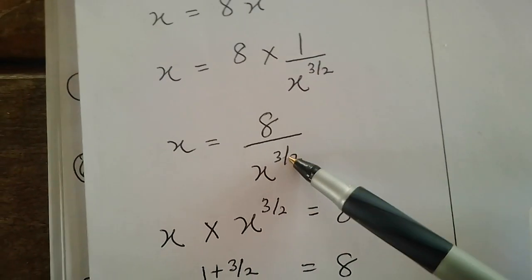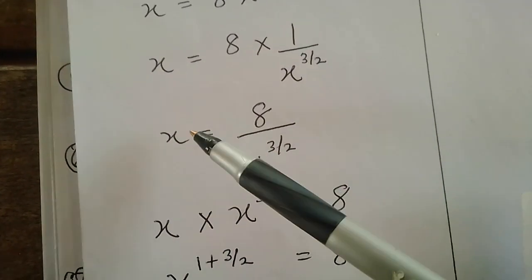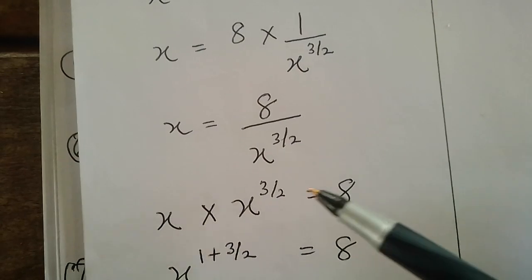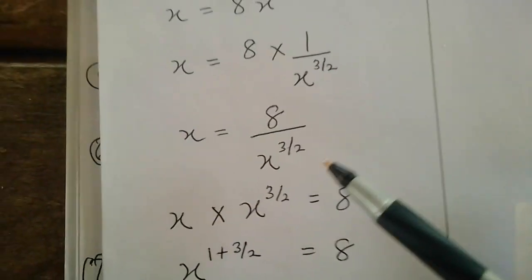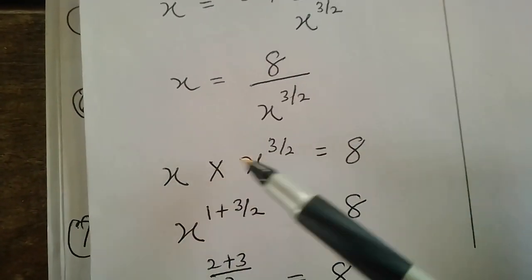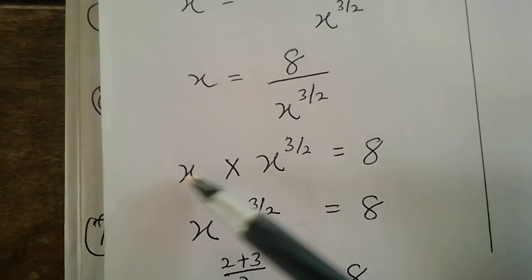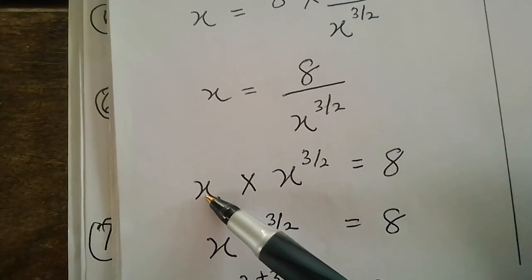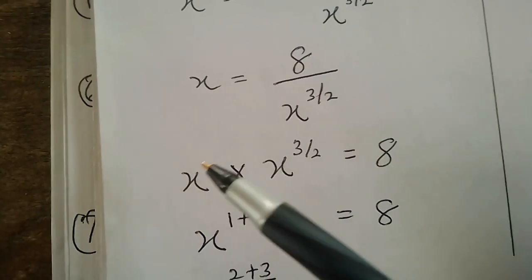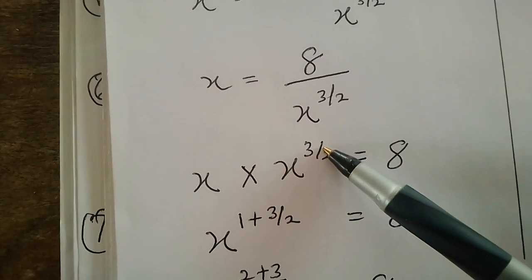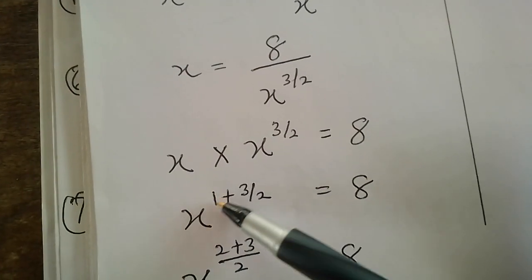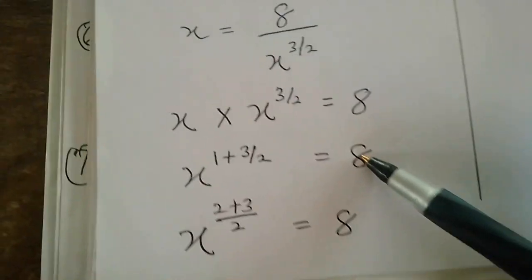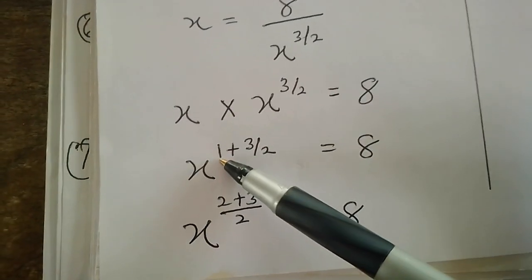From here, we are going to cross multiply. When you cross multiply, you have x times x raised to power 3 over 2 is equal to 8. Now, you realize that the law of indices says that anytime we have multiplication of the same base, you just add their powers. This x means x raised to power 1. So you add the power of this one and this 3 over 2. So that means you have x raised to power 1 plus 3 over 2 is equal to 8.